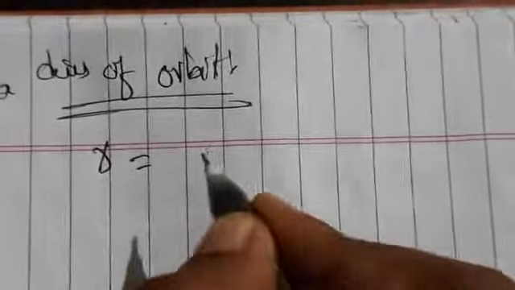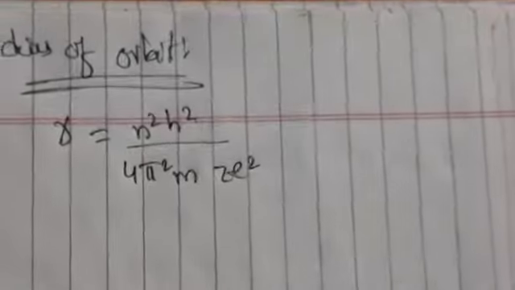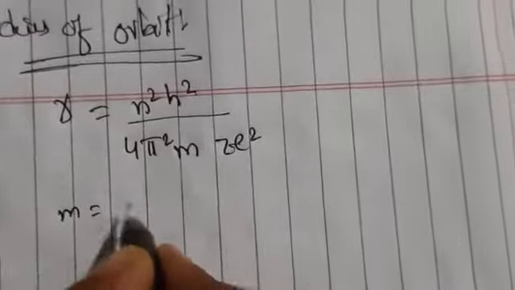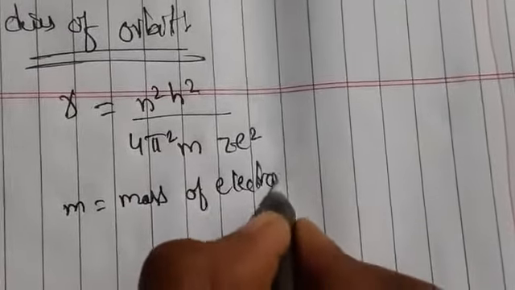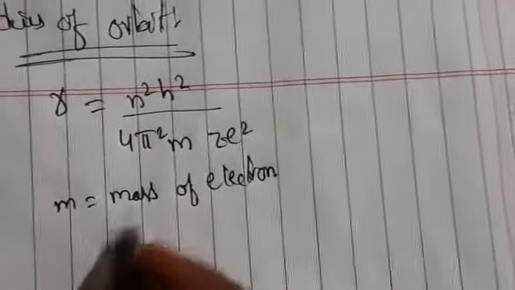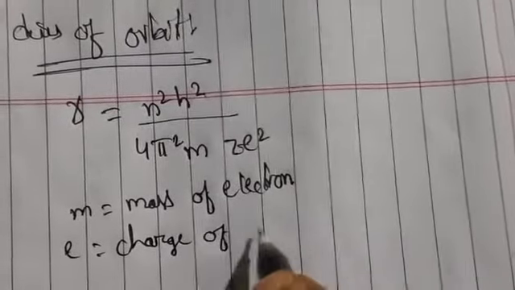Here the radius of orbit is represented by small r, and it is given by r is equal to n square h square by 4 pi square m Z e square. Okay, this is the radius of the orbit formula. Where m is the mass of the electron, and e is the charge of the electron.